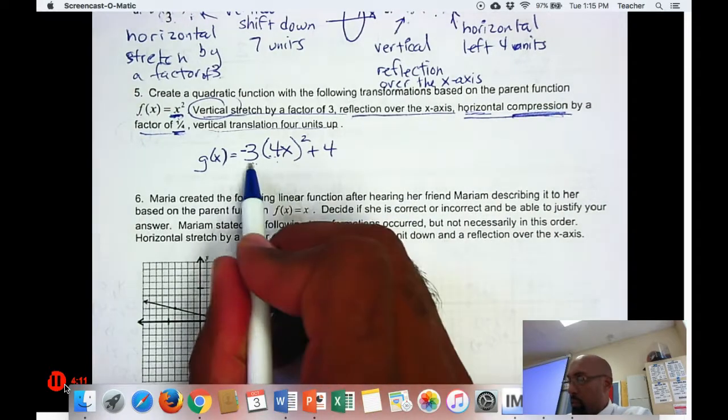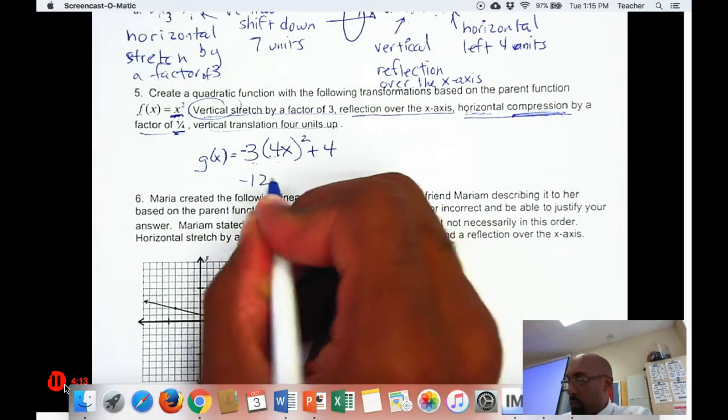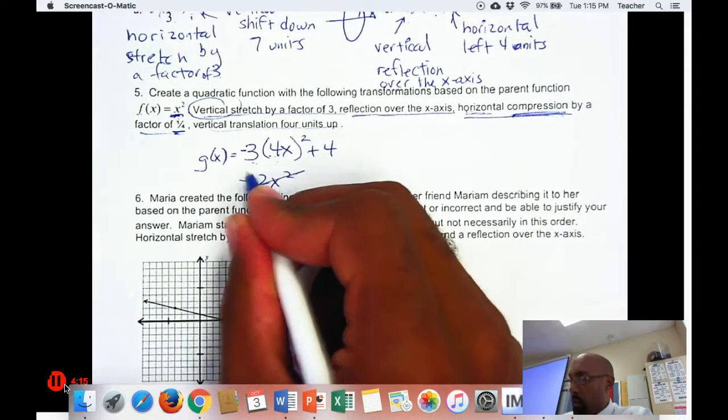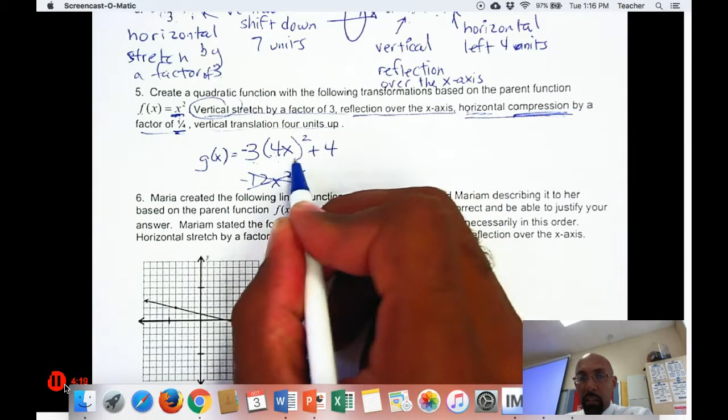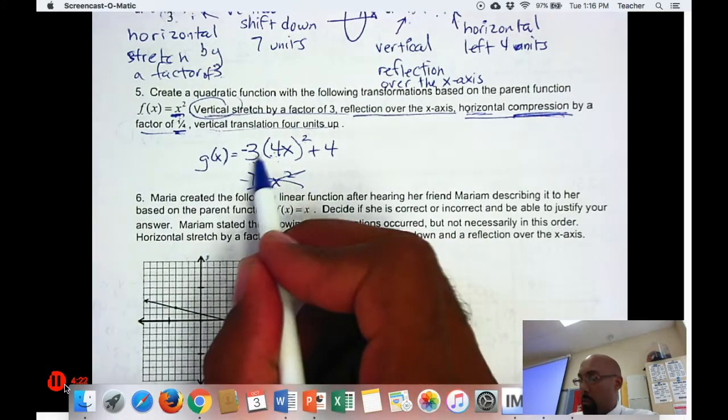And some of you guys ask, well, can we simplify this to make it -12x squared? That doesn't work because we'd have to square the 4 first, so just leave it like this. Okay? Before you actually multiply the 3.